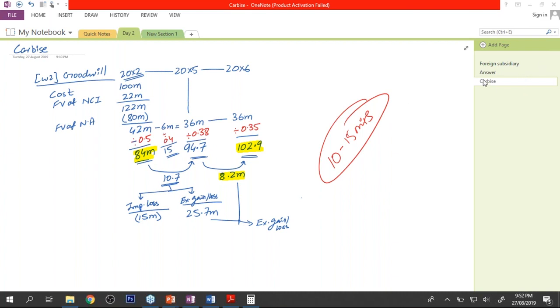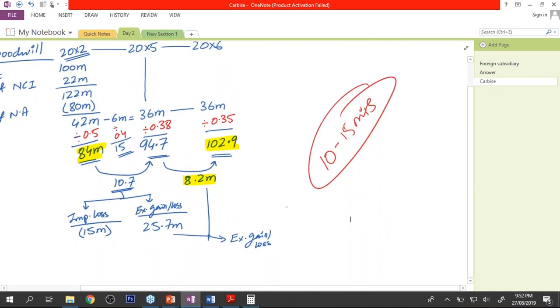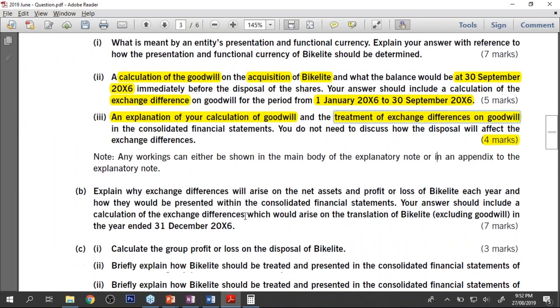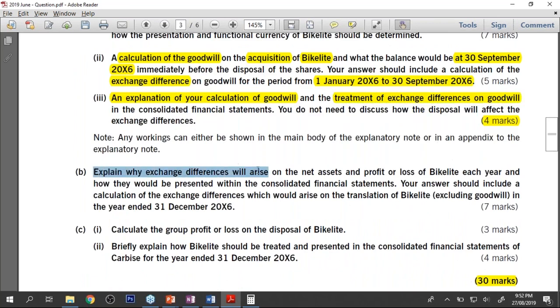Okay, everyone, welcome back. Let's continue the session. Previously, we had solved the requirement part A2 and part 3. Now, let's move on to the requirement part B, where the question says to explain why exchange differences will arise on the net assets and the profit or loss of Bikelight each year. Why will exchange differences arise? Because we are retranslating at the exchange rate at each year end. So because the exchange rates are changing, this will result in the exchange gain or loss. So this is the simple answer.